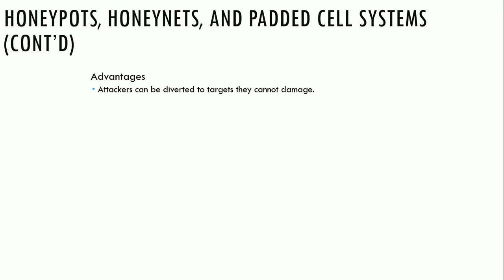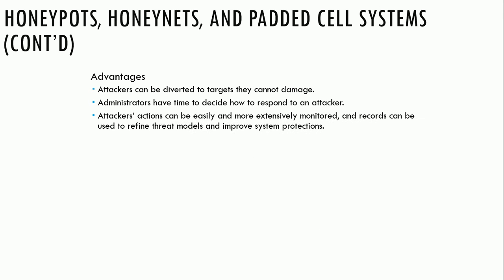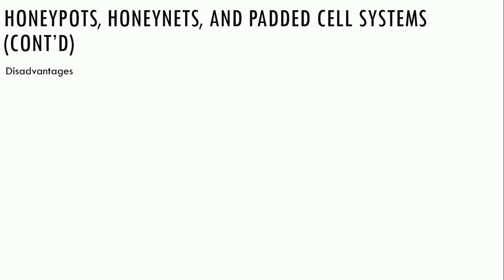Some advantages. Attackers can be diverted to targets that they're not going to damage. Administrators have time to decide what to do. Attackers' actions can be more easily and extensively monitored because we know it's a fake system, and anybody who's doing anything in there, it's obviously an attack. They can catch insiders who are snooping around the network. With honeypots, you set up a fake HR file, salary.xlsx, and see who tries to access it. And then tell people not to do that.